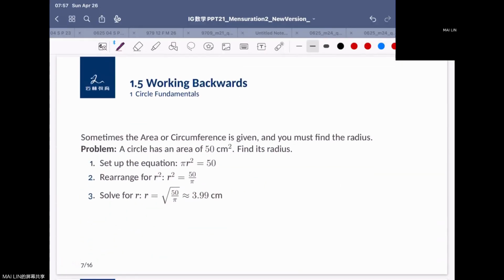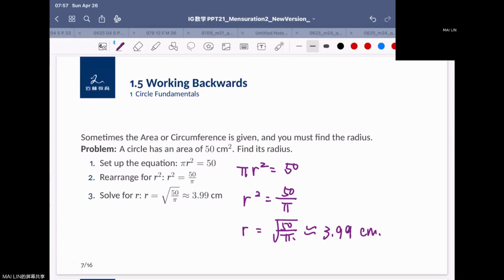So we can have some example like here, okay? So sometimes the area or circumference is given, and you have to calculate the radius. Like here the circle has an area of 50 centimeter squared, right? Find the radius. So we know the area formula equals pi r squared, right? So pi r squared equals 50, okay? And you can then set r squared equals 50 over pi because we know pi is a constant number, right? And then we take the square root of both sides, right? That means r equals square root of 50 over pi, right? So the final value approximately equals 3.99 centimeter, okay? And that is for this formula.